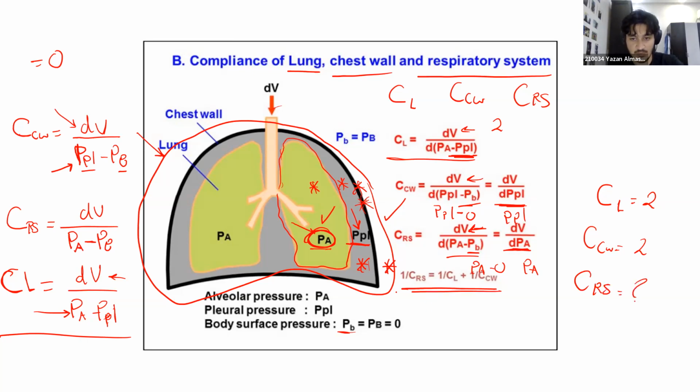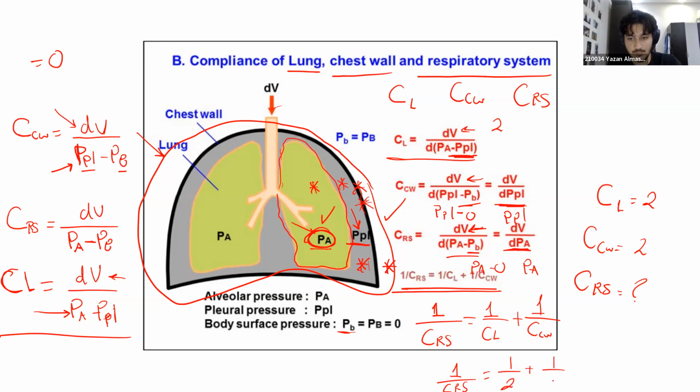Use this equation. We use the reciprocal of each. So 1 over the compliance of the respiratory system equals 1 over the compliance of the lung plus 1 over the compliance of the chest wall. Now we know that the compliance of the lung and the chest wall equal 2, so it's going to be 1 over compliance. It's just math, I'm just doing it for the sake of completeness.